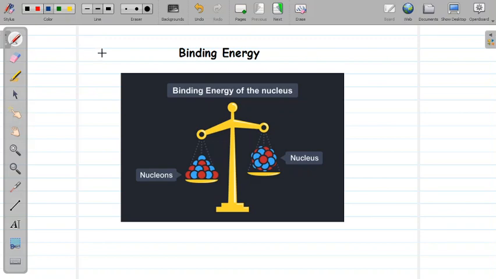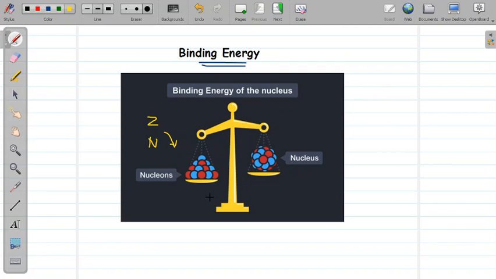Hello friends, in today's session we will learn about the binding energy of a nucleus. In the earlier class we learned the term mass defect, right? Suppose we take Z number of protons and N number of neutrons individually and weigh them. Then it will have a total mass.